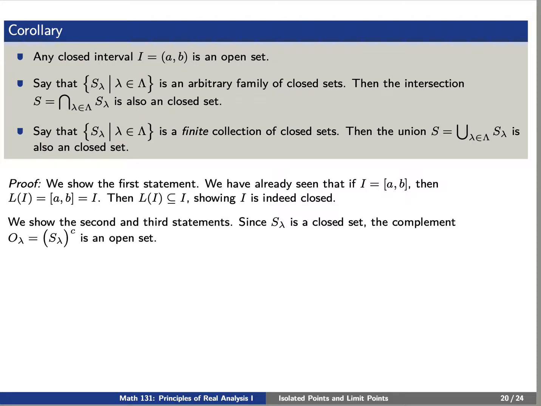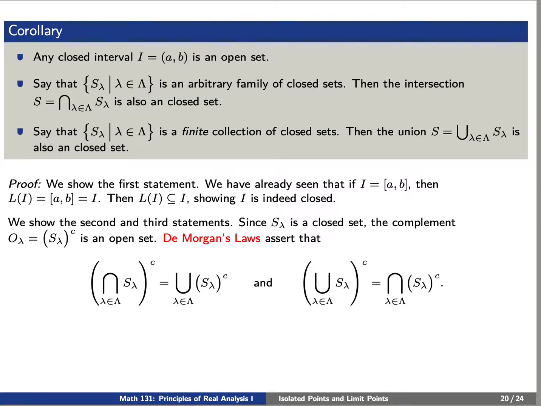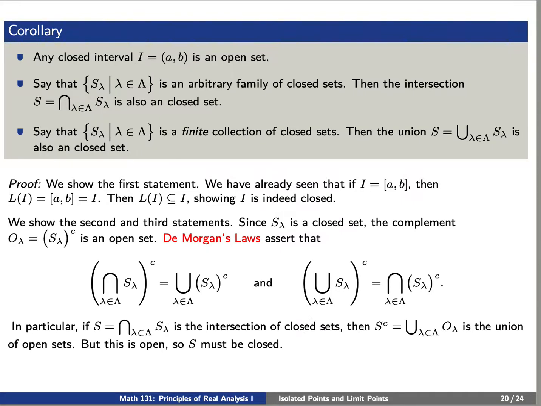Since each S sub lambda is a closed set, its complement O sub lambda is an open set. De Morgan's laws assert that the complement of an intersection is the union of the complements, and similarly, the complement of the union is the intersection of the complements. In particular, if S is the intersection of closed sets, then the complement is the union of open sets. But this is open, so S itself must be closed.